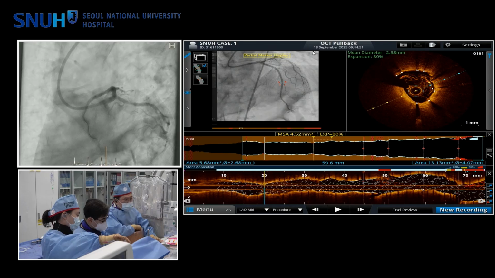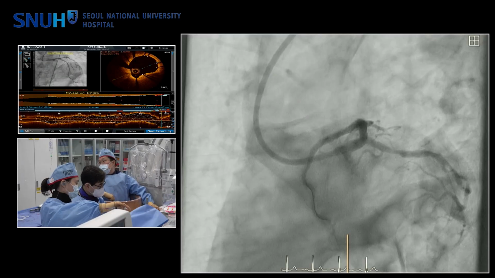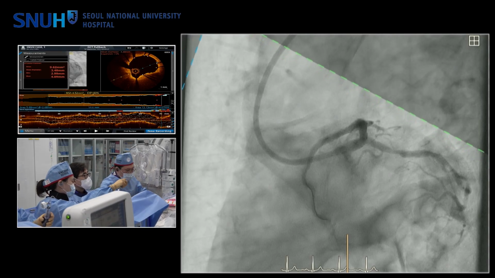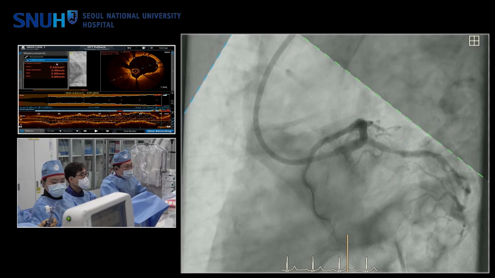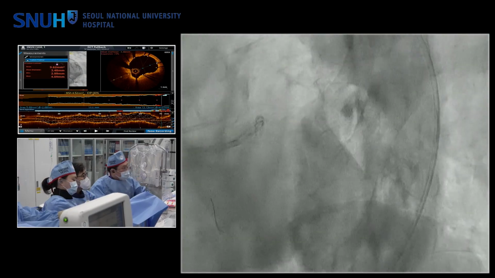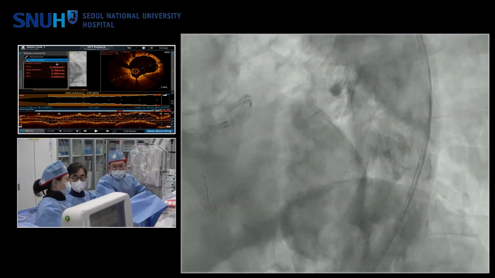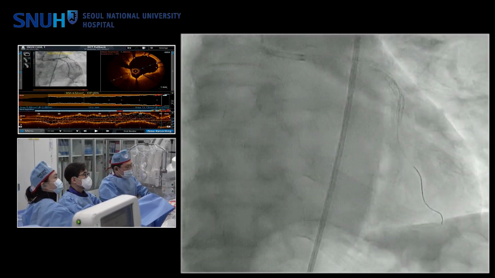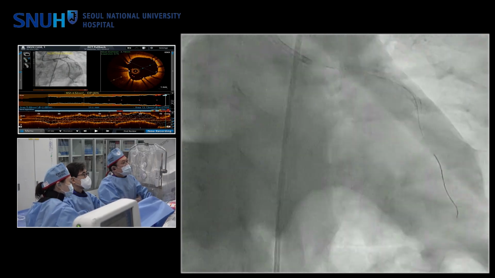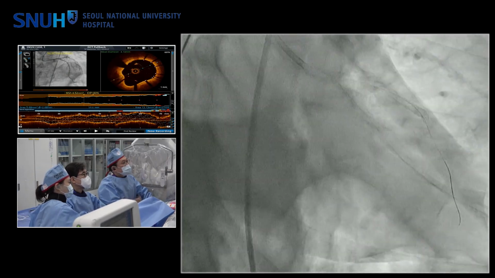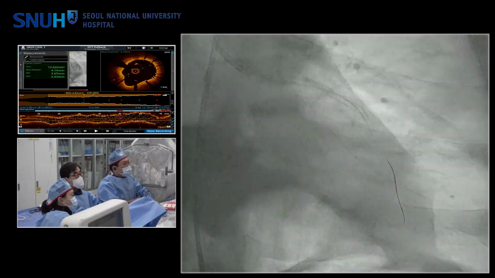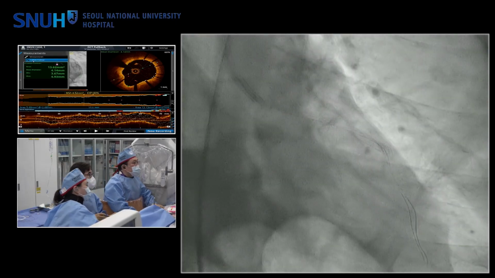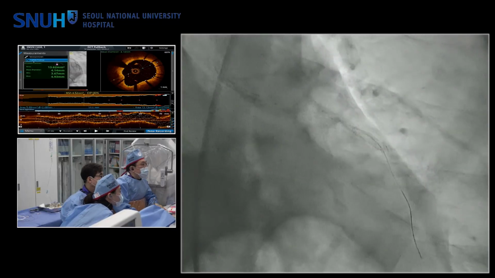Which size? What will be the size of the balloon? 4.0 by 10. The channel is saying that's too small. Yes, I agree, 4.0 is too small. 4.5 or bigger to get apposition. Many recommend 5.0, at least 5.0. And high pressure is not necessary. A bigger size is better to get apposition.